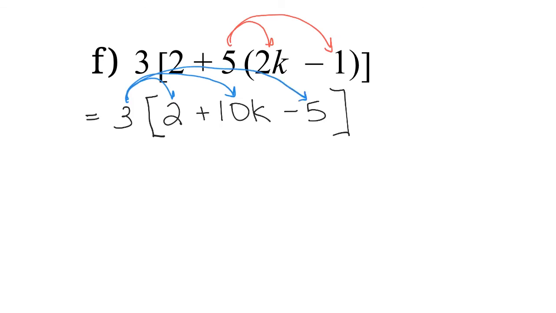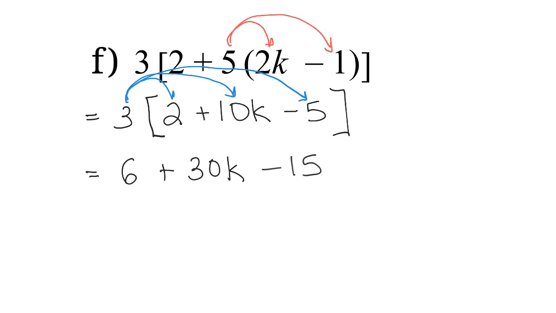So we're going to put another equal sign. And then we're going to multiply one at a time. So we're going to start with 3 multiplied by 2. So 3 times 2 is 6. And then we have 3 multiplied by 10k. 3 times 10k is positive 30k. And then finally we have 3 times -5. 3 times -5 is -15.